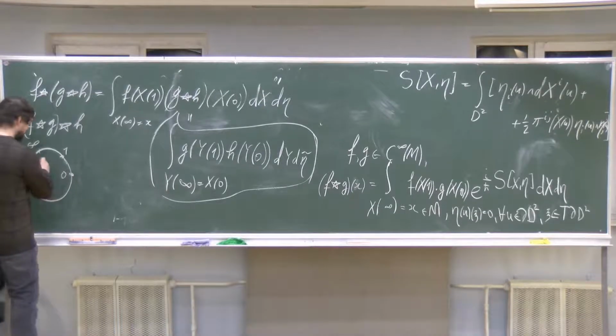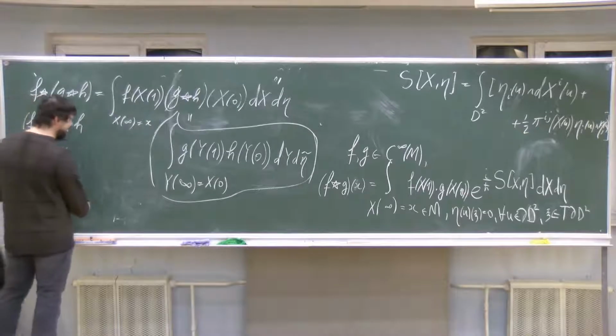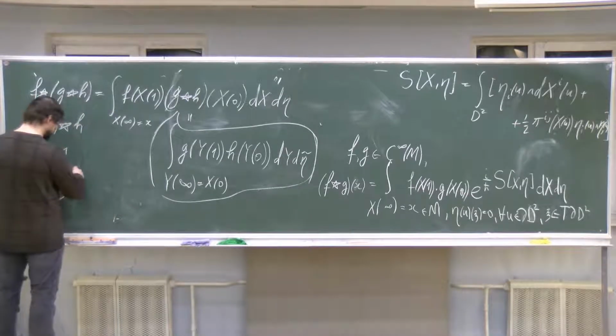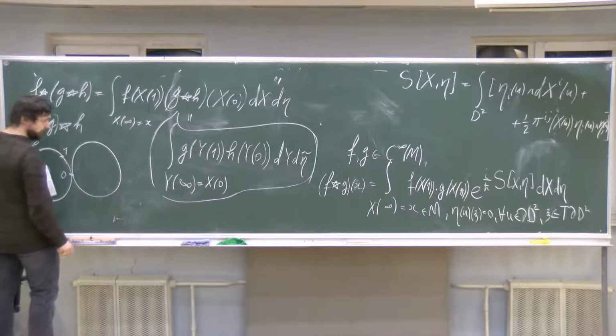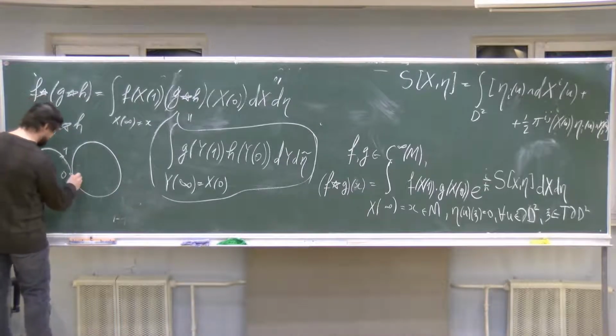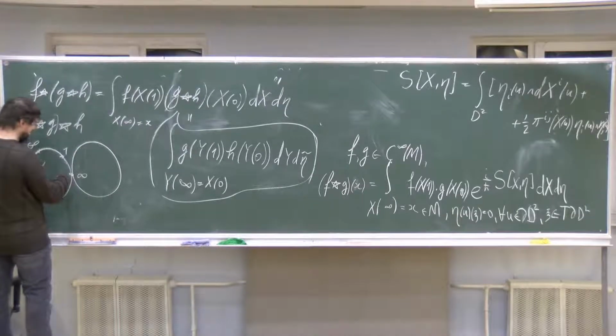Now, this disk is mapped by x to the target space. Now we have another disk mapped by y to the target space. This other disk also has 3 marked points on the boundary. It has infinity, it has 1, sorry. So I need to keep the orientation.